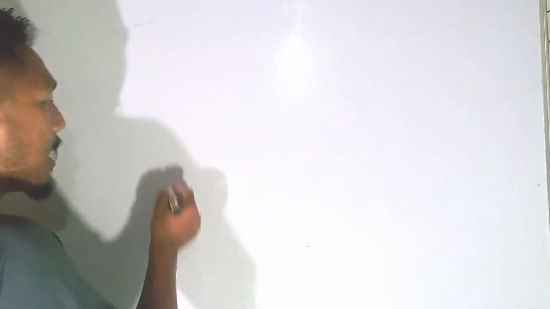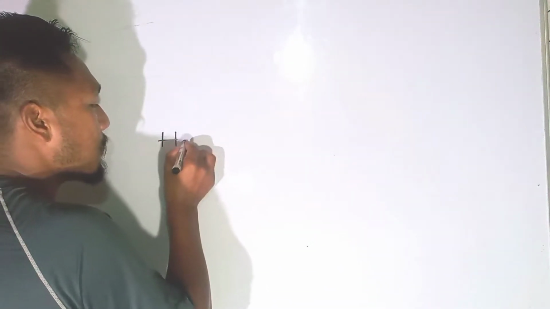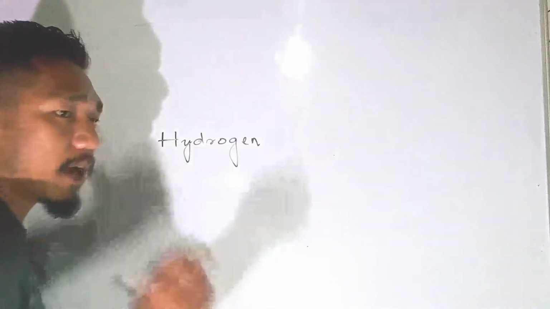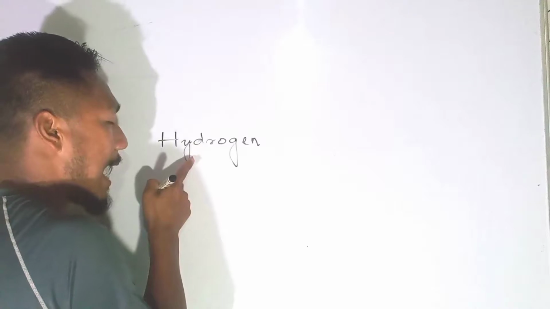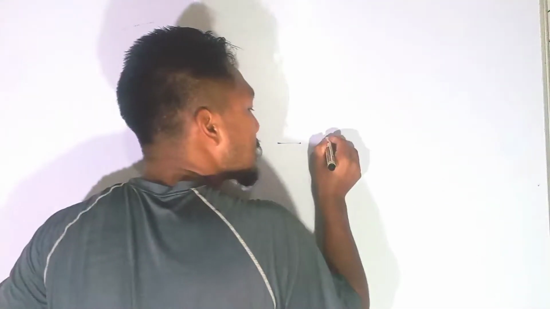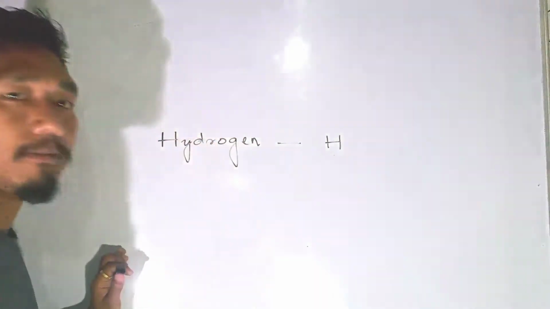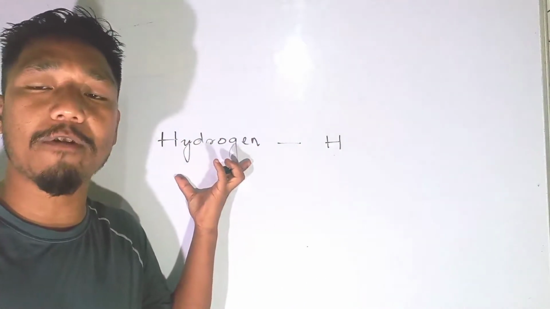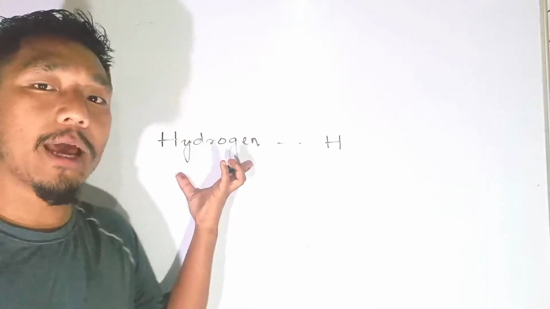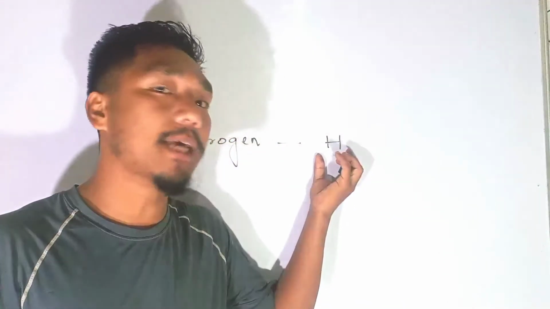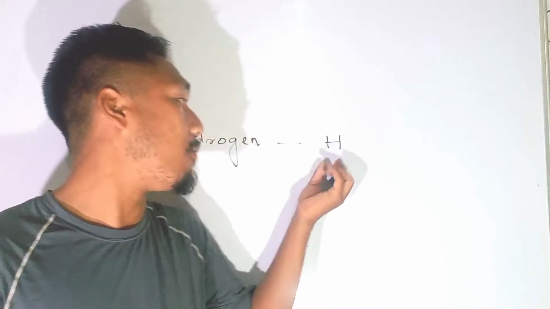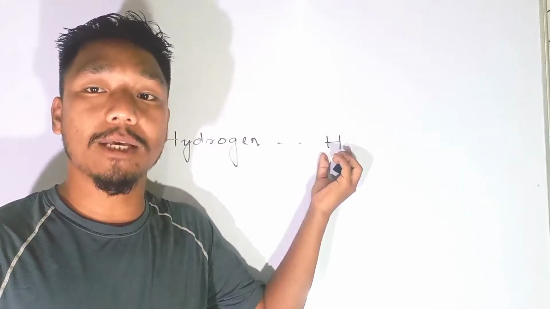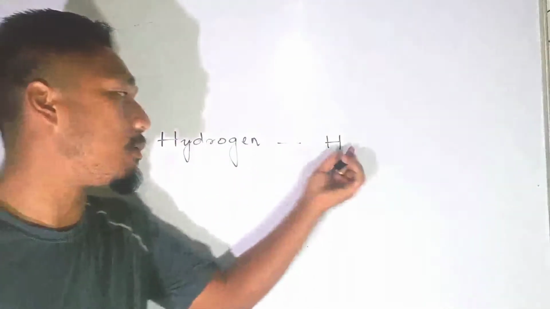Now the example is, if the element is hydrogen, we have to know how to represent hydrogen in the form of a symbol. The symbol is capital H. Hydrogen is derived from the English word, so we represent it with the first letter of that name, that is H, as a symbol. So hydrogen is represented by H.